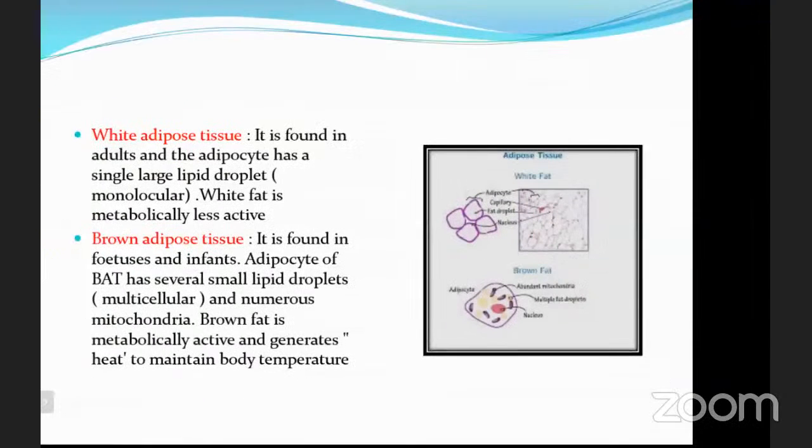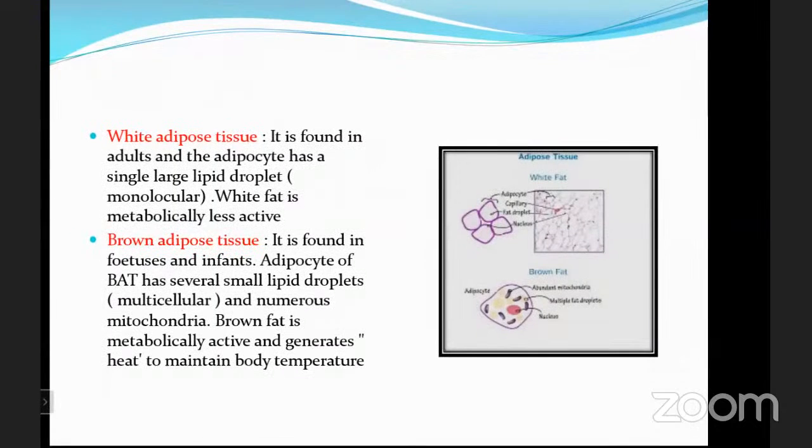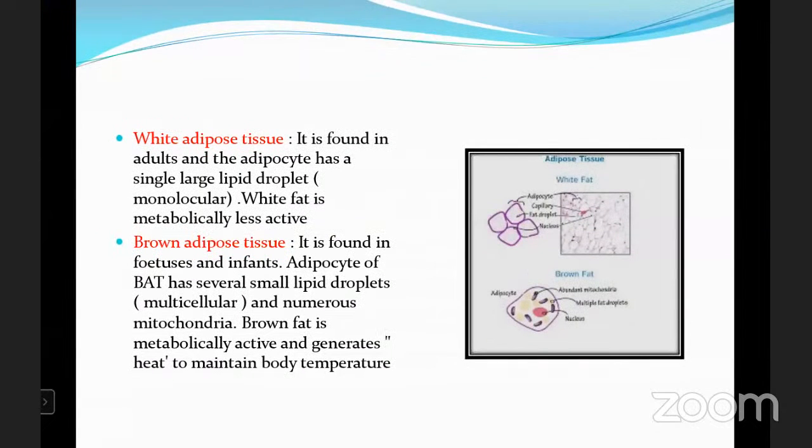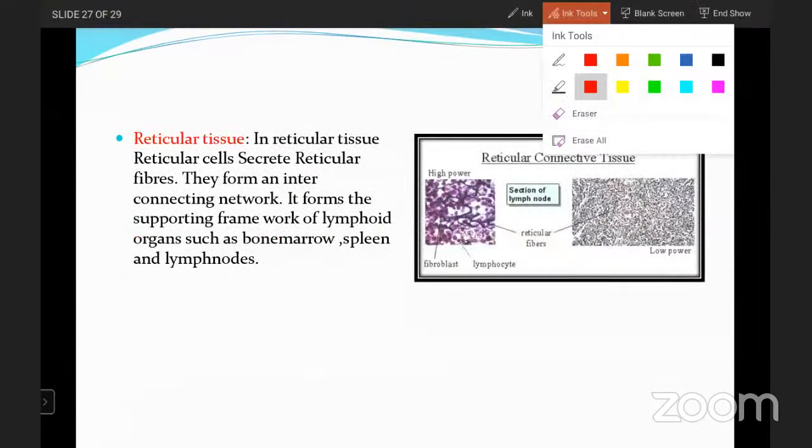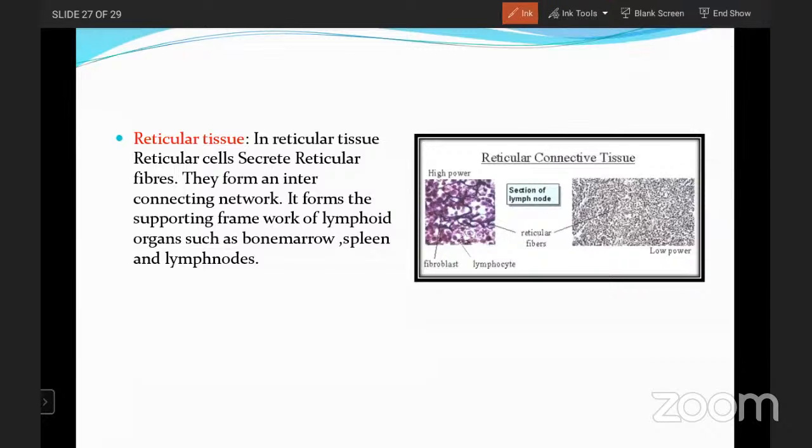Reticular tissue. In case of reticular tissue, reticular cells secrete reticular fibers. Reticular fibers form an interconnecting network. It forms the supporting framework of lymphoid organs.